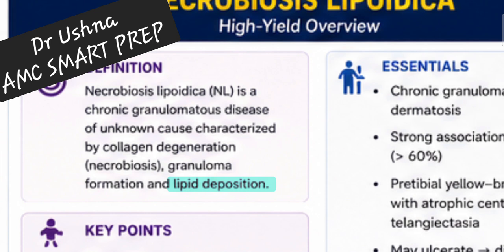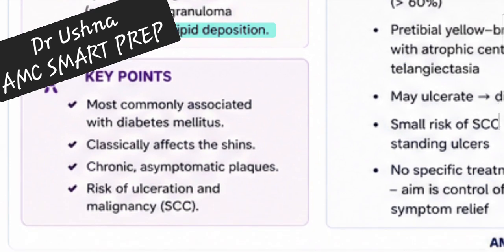Now, earlier we used to use the term necrobiosis lipoidica diabeticorum specifically because it is very common in diabetic patients. The most common association is diabetes. But this term is rather a misnomer, because not all patients of necrobiosis lipoidica are associated with diabetes. Yes, the majority are, but sometimes you find cases which are not diabetic patients, okay? So you cannot just say necrobiosis diabeticorum. The general term necrobiosis lipoidica is recommended.